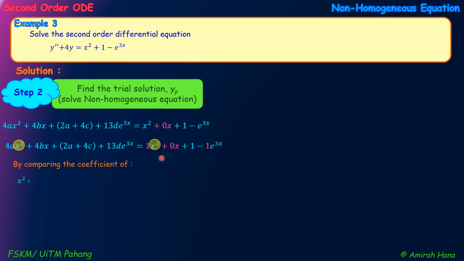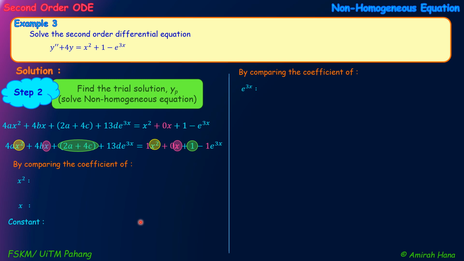After that, by comparing coefficients, first we compare the coefficient of x squared, and then we compare the coefficient of x. Then we compare the constant, which means the term not containing x. And then we compare the coefficient of e to the power of 3x.